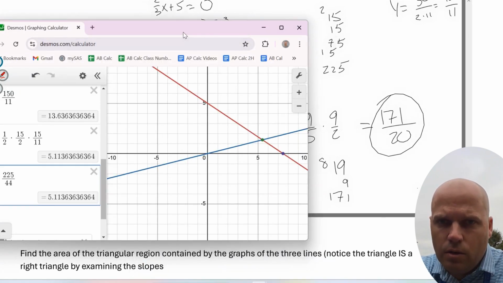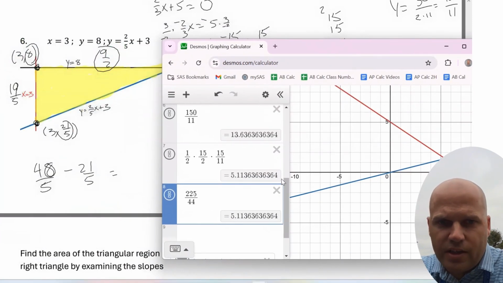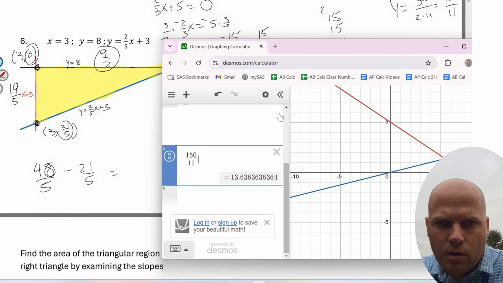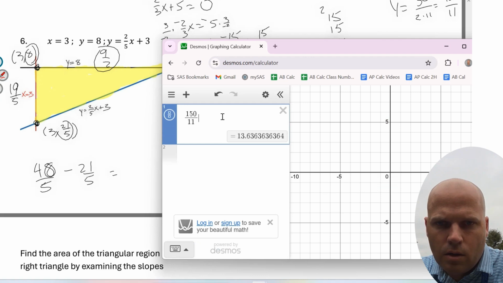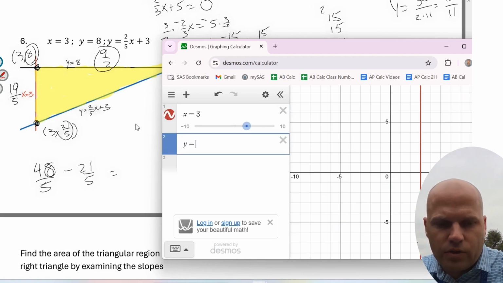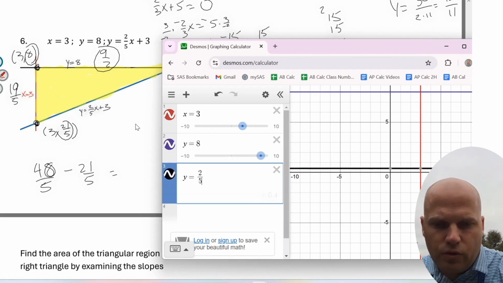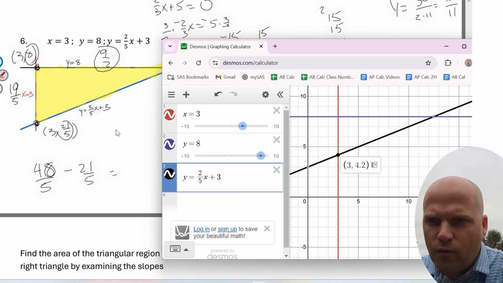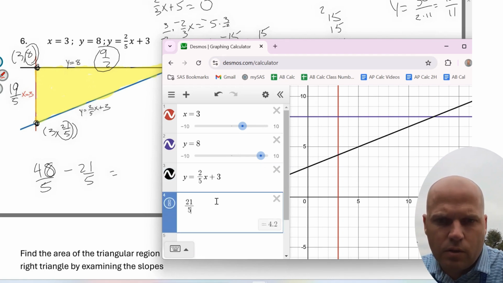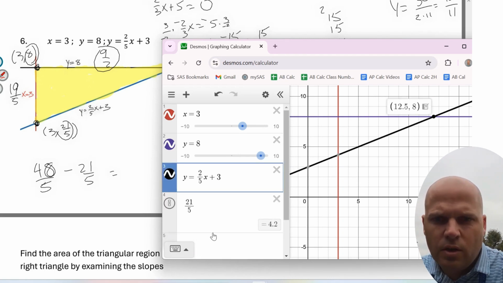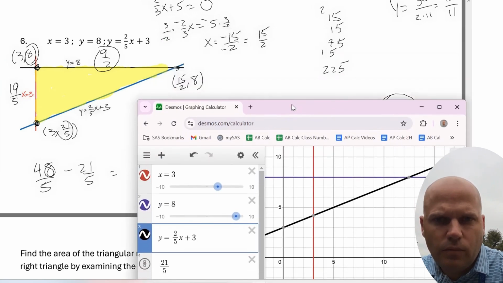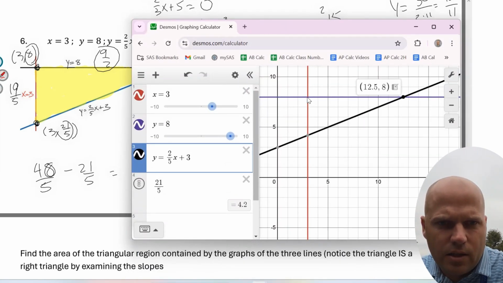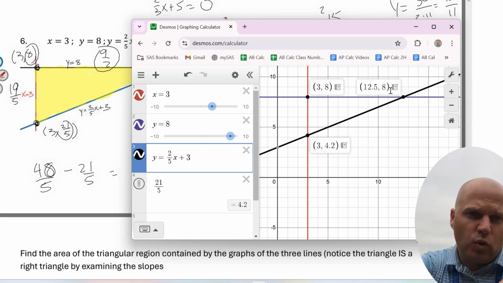Double check if you wanted to. Just make sure we have the correct intersections and everything. X equals 3, y equals 8, and y equals 2/5 of an x plus 3. We have this point, 4.2, which is 21/5. Great. We have this point, which is 15 halves, 8. Great. And then we have this point, 3, 8. And then we find these lengths, 8 minus 4.2. And then 7.5 minus 3.